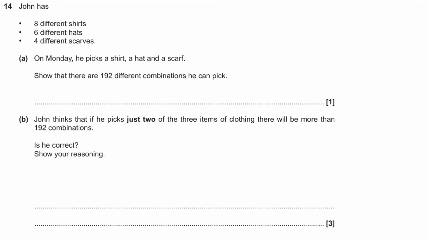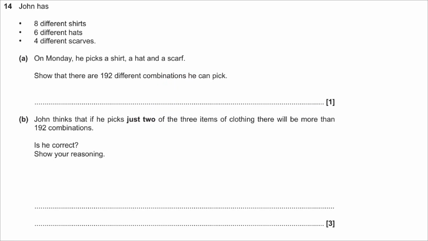Question 14, again, just by looking, it's just exam practice. I'm looking at this, and I'm not even reading the question, and the more papers you do, you'll just spot what they're asking for. This is a product rule for counting question, because it's about combinations. John has got 8 different shirts, 6 different hats, and 4 different scarves. On Monday, he picks a shirt, a hat, and a scarf. Show that there's 192 different combinations.